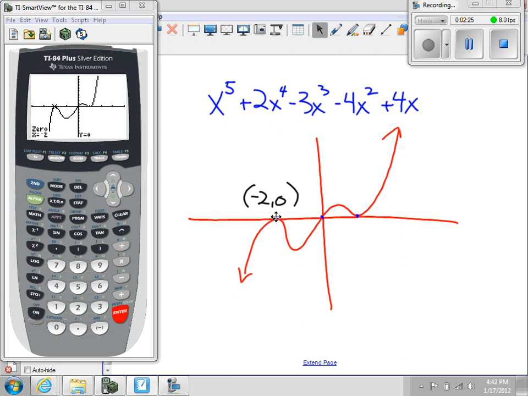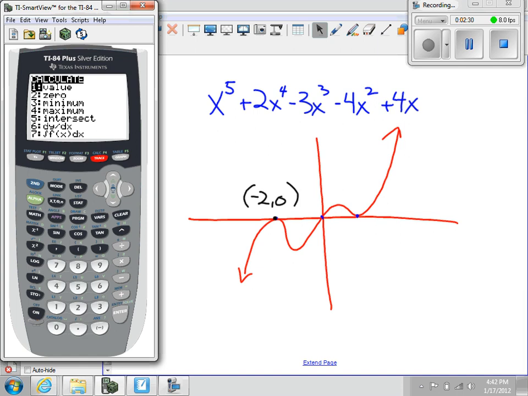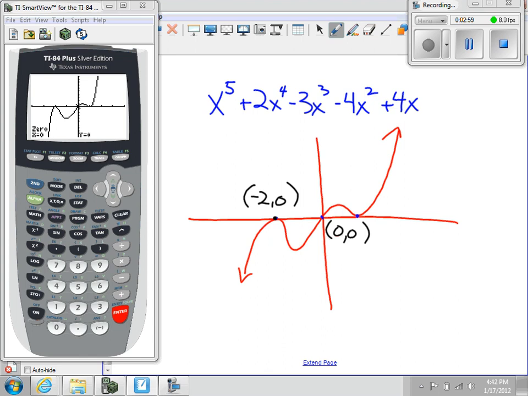Well, we may as well just finish this off. I'll go second calc, 0. I need a left bound. As long as I'm over to the right of the other 0, I'm okay. There's a left bound. And I can see my other 0 is way over here. It looks like it's at the origin. So I'll go my right bound of, let's just say, 0.2. So I'm getting to the right side of the origin. I'm going to push enter, enter. And sure enough, I have another 0 right there at 0, 0.